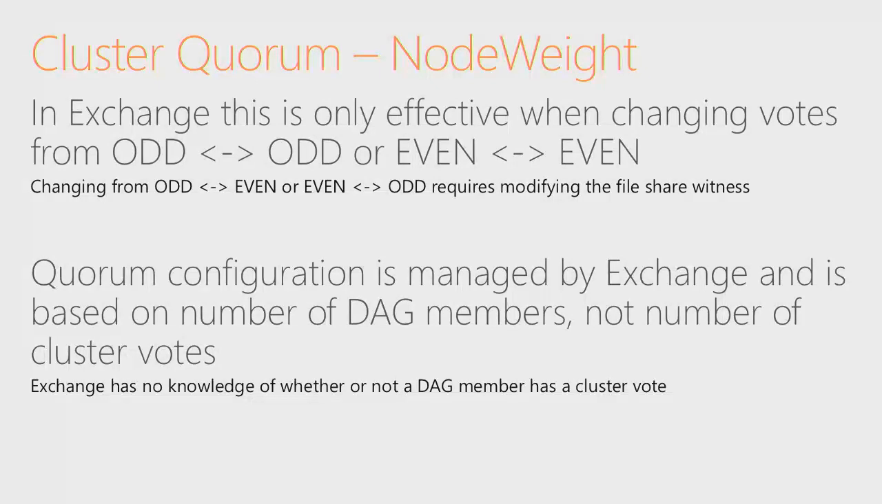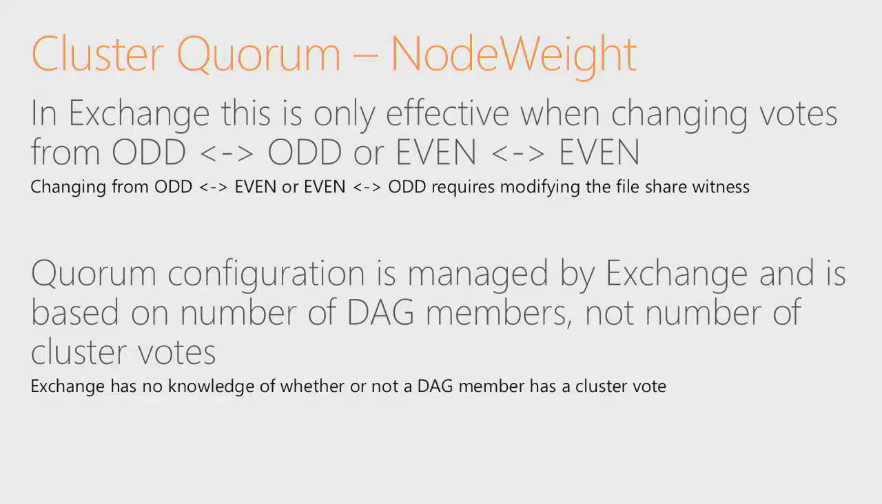The DAG didn't know, right? Our decisions on how the quorum should be configured are not based on an understanding of the underlying votes. It's based on how many nodes are in the DAG. So in that case, you took a 4-node DAG, you weighted out one node, you made it a 3-vote solution, which should not have a witness. And then Exchange says, no, it should, because there's 4 nodes in the DAG.